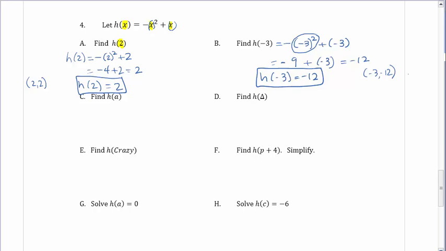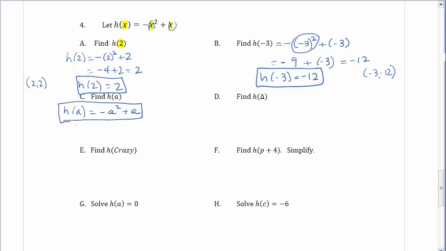Now the other thing that you can do, you can plug in numbers for x. You can also change the variable, and the process stays exactly the same. If you want to find h of a, all that's asking you to do is plug in an a wherever there was an x before. So h of a would be negative a squared plus a. And if there were something I could do with that algebraically, like combine like terms or simplify it, I would. But in this particular case there aren't any like terms, so I'm just done.